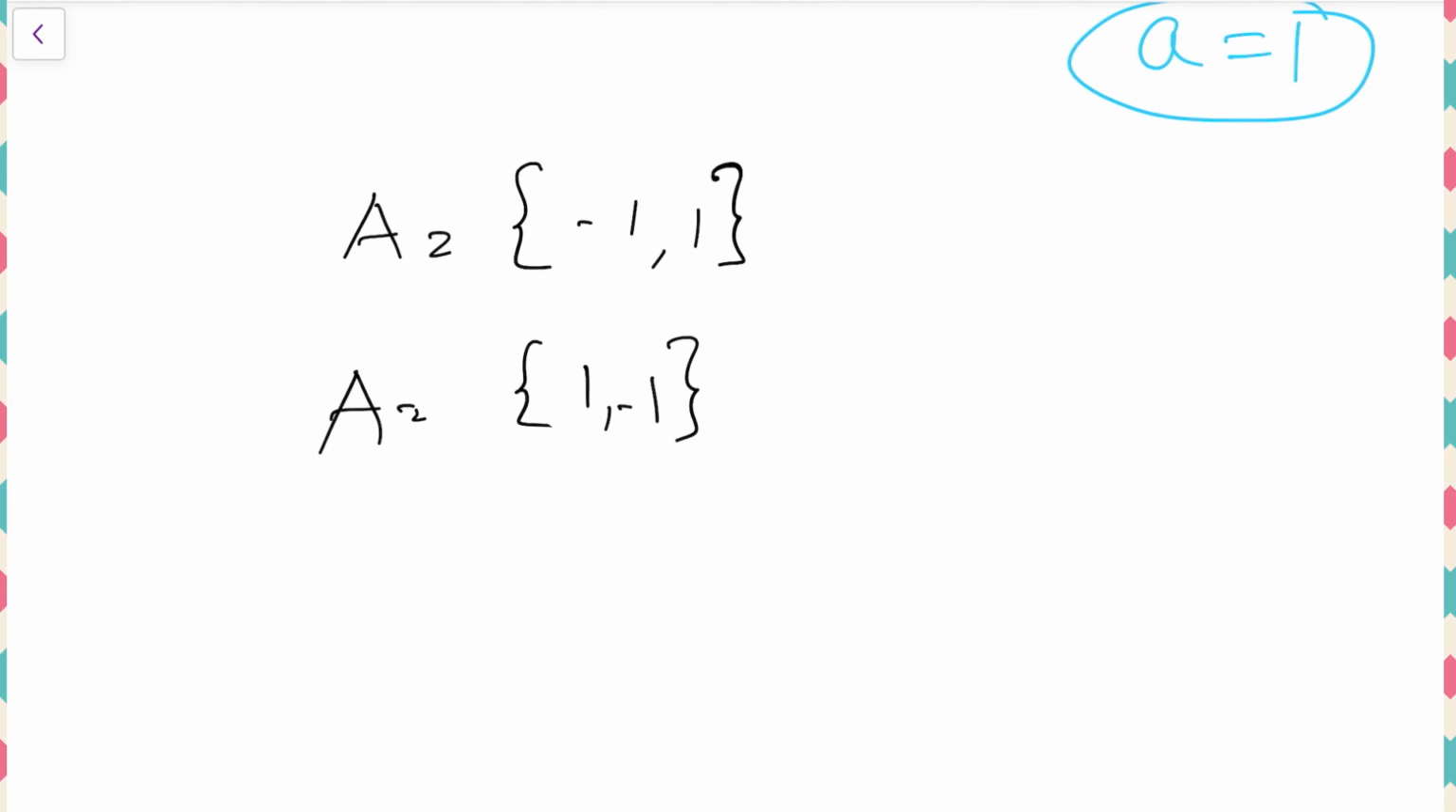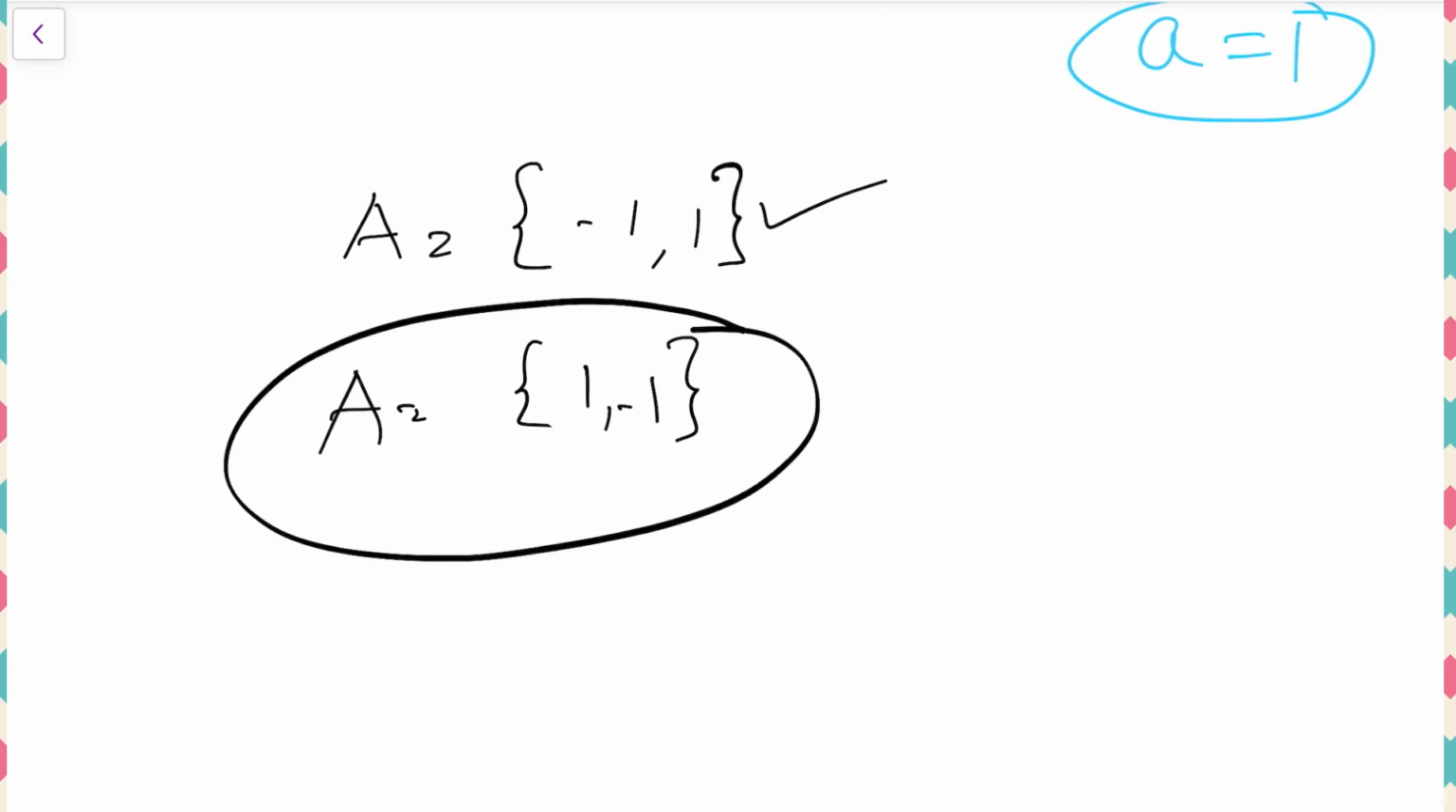But in almost every question as well as in every solution, we will make sure of one thing, that is always the set elements should be in ascending order. So that's why we will prefer this method only, that is minus 1 comma 1. Of course this is also correct, I am not saying that this is wrong, but we will prefer the first one, that is writing it as minus 1 comma 1.